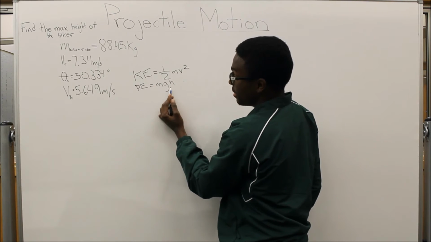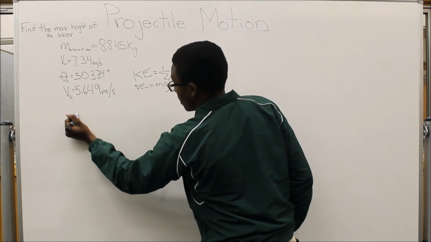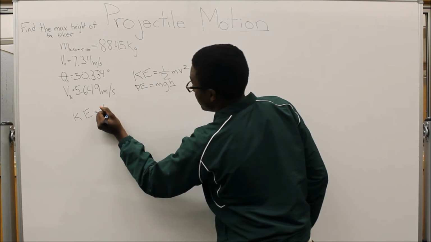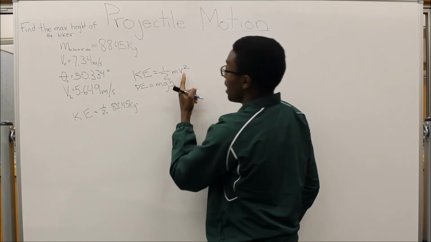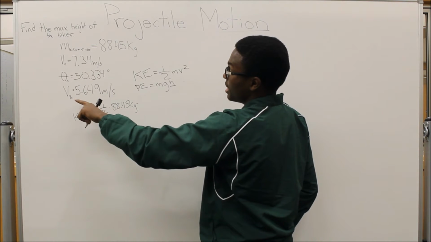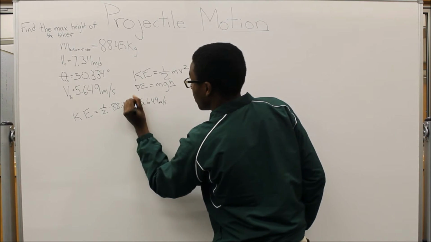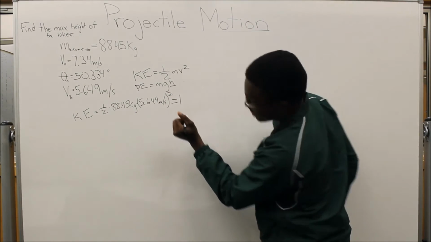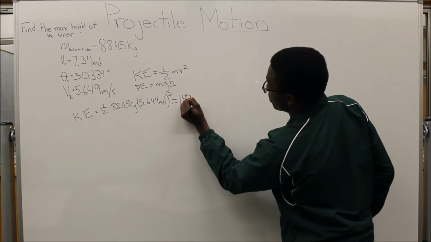From these two equations, we know that the values that we do know are his mass, velocity, and the gravitational acceleration. We're trying to calculate this height. So we can say that his kinetic energy is equal to 1/2 times his mass of 88.45 kilograms times his velocity squared, which is 5.649 meters per second, his vertical velocity, squared, which comes out to, in the end, 1,412.07 joules.